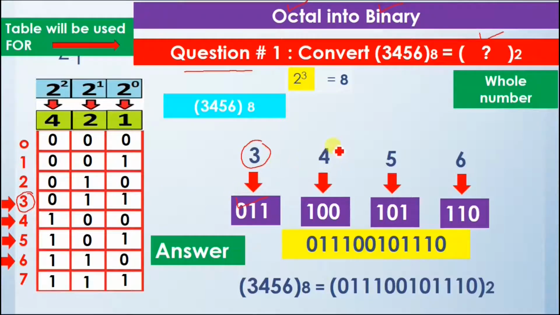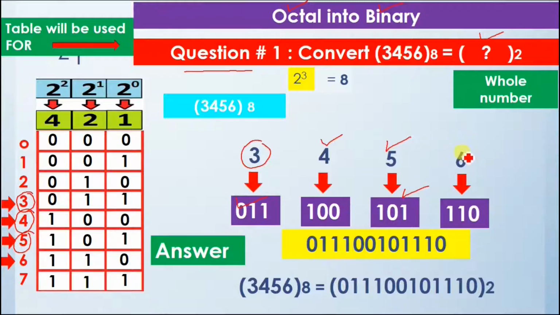Next we have the value 4 and we find it in the table. 4 is equal to 100 in binary, so we write 4 as 100. Next we look at the value 5 in the table. 5 is equal to 101 in binary, so we write 5 as 101.